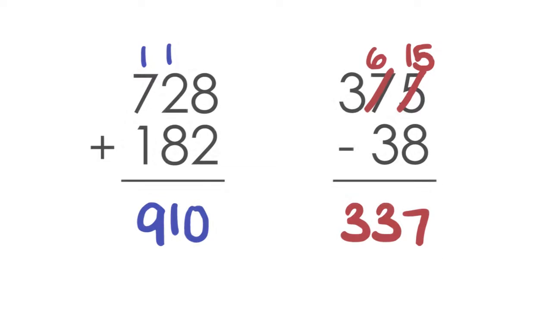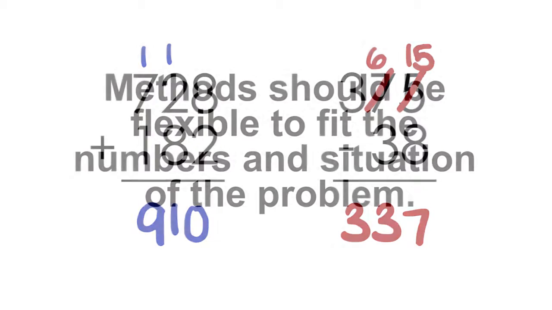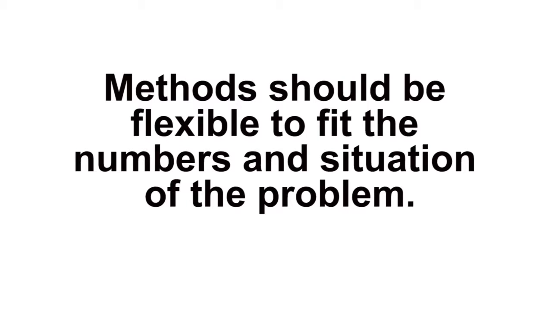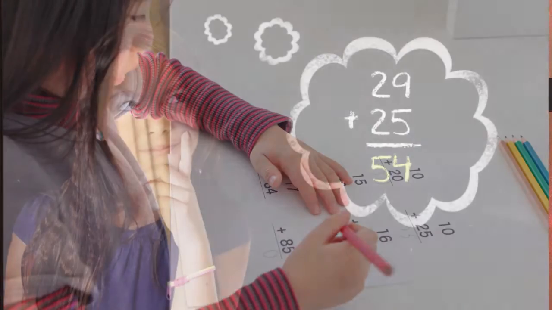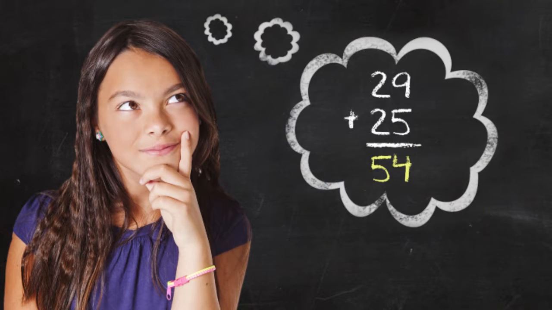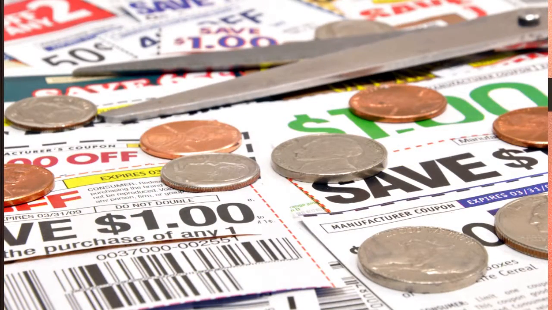When students are learning how to add and subtract, it's important that they be introduced to or discover more than one method. These methods can and should change flexibly to fit the numbers and situation of a particular problem. Learning how to add and subtract is the development over time of a collection of flexible skills, including the ability to compute mentally. Mental computation is what they will usually use in the real world.